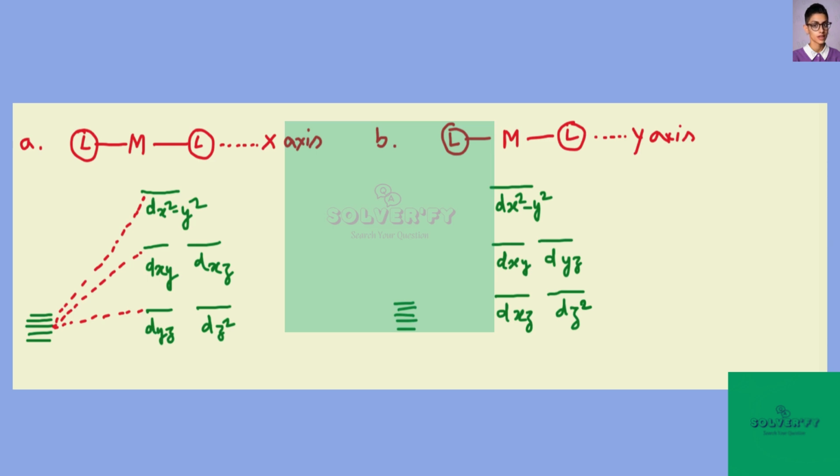When it is a question of splitting of the orbitals, you can say the splitting takes place like this. The highest is this one, after that it should be this one, and the lowest is this one. So this is the d orbital energy diagram for the linear complexes when the ligands are present on the x-axis and on the y-axis.